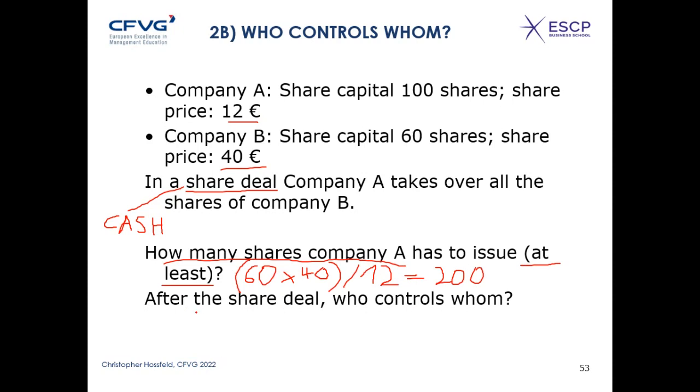Now the question: after the share deal, who controls whom? Company A bought all the shares of company B. Now the two companies, we are in a stock acquisition case, a business combination. But now basically the question is, who is the parent company? Who controls whom? Which obviously is a trick question.